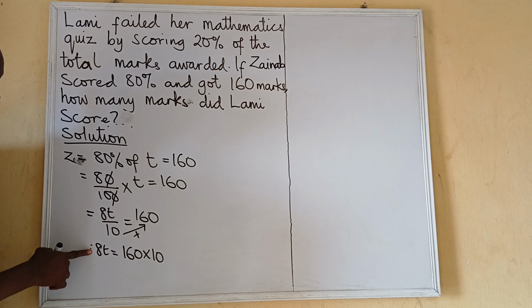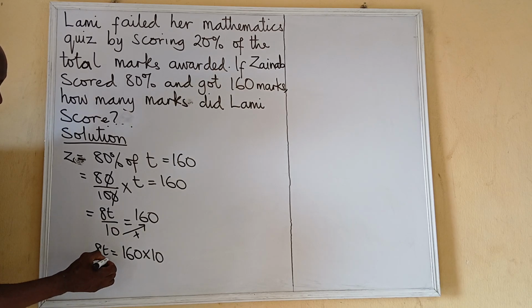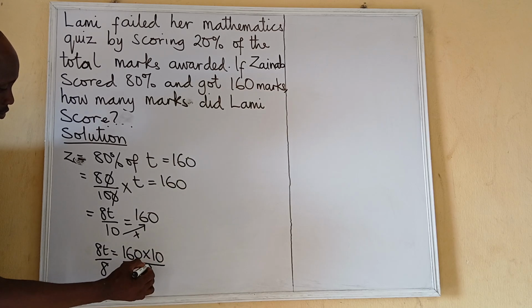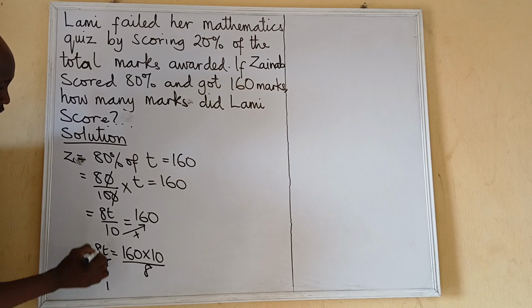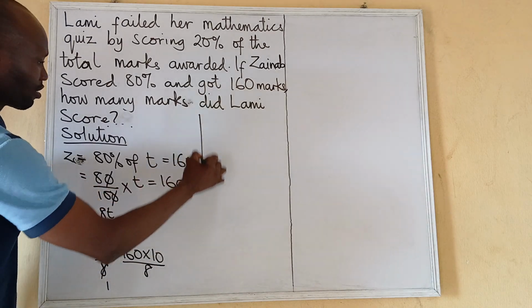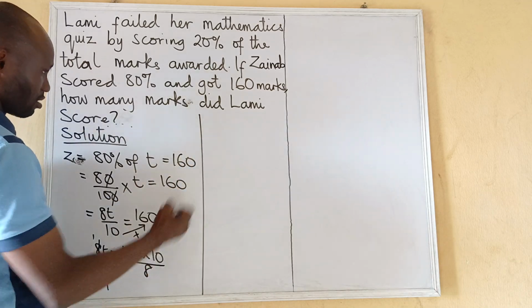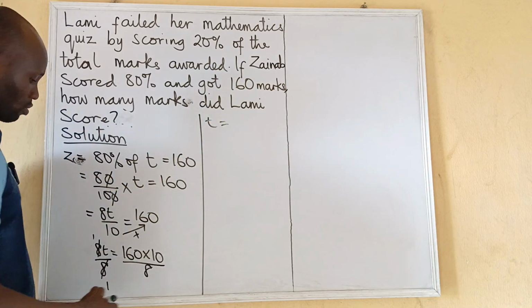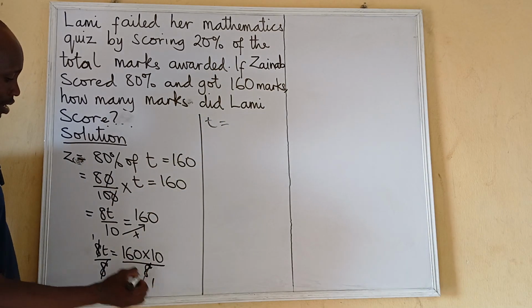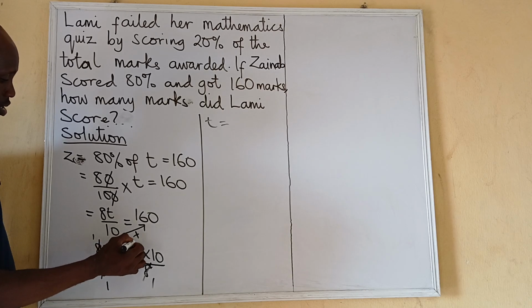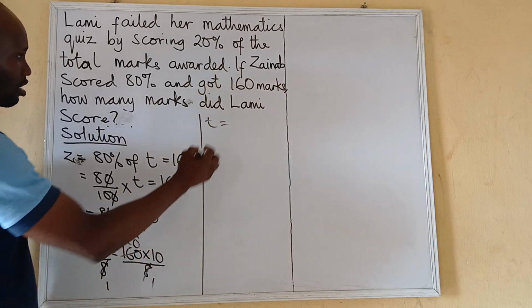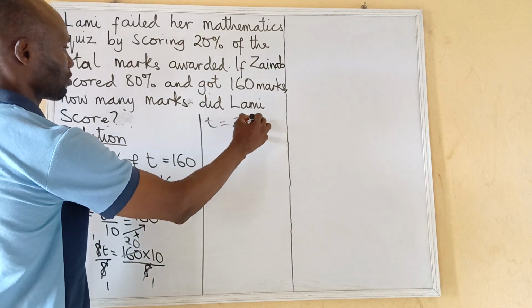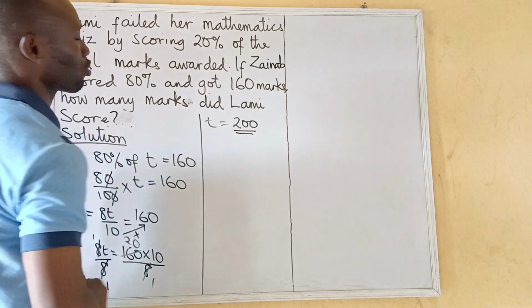We're going to divide both sides by 8. So 8 divided by 8 will give us 1, and 1 times T will give us T. T equals 160 times 10 over 8. 8 in 160 will give us 20. 20 times 10 will give us 200. So 200 will be the total score.